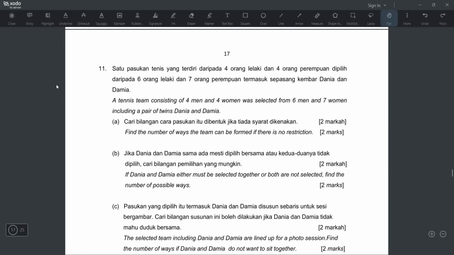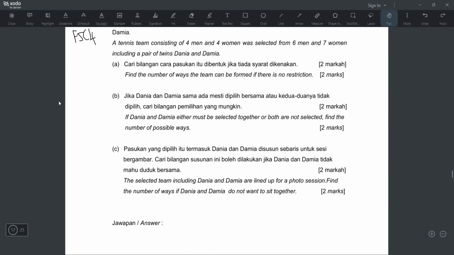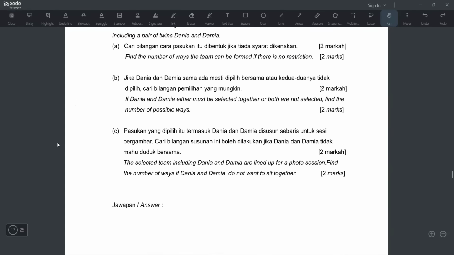Okay, number 11. What chapter is this? Okay, I know already. No restriction. This one is from Form 5 chapter 4. It's called the permutation and combination chapter. Dalam bahasa Melayu, pilih atur dan gabungan. Okay, usually this chapter dia punya working sikit saja. Dia tak ada guna banyak tempat. So I'll just write it down here.